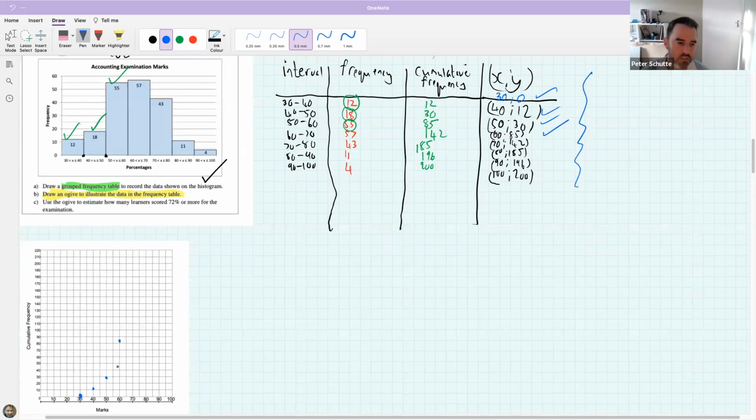See if you plot the points on your ogive, and then just tell me in the chat when you're done. And if you have a question, you can ask me in the chat.